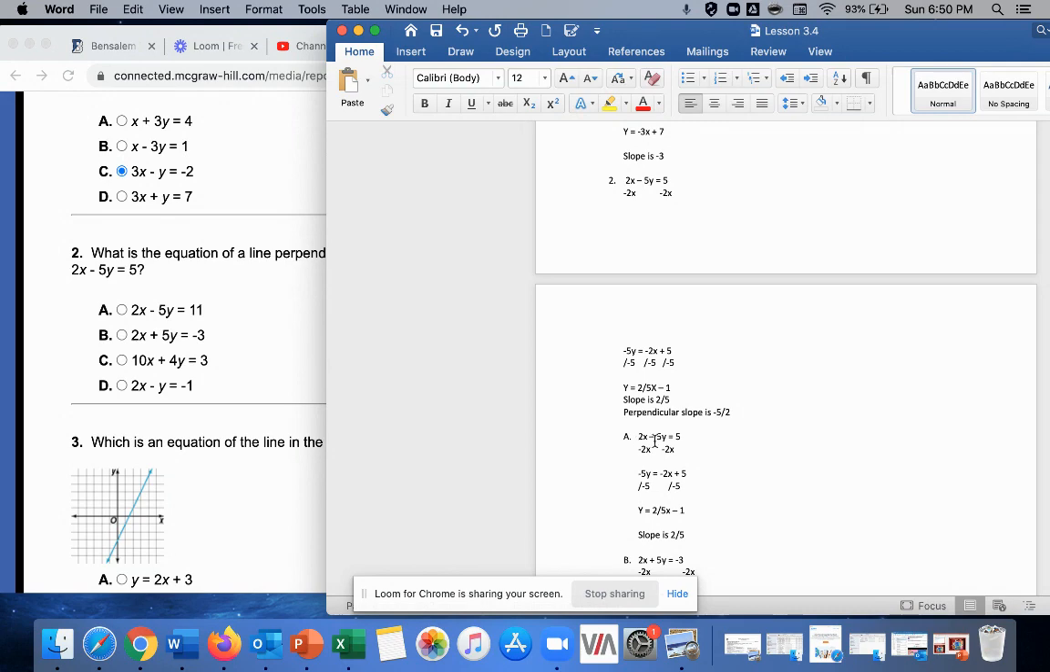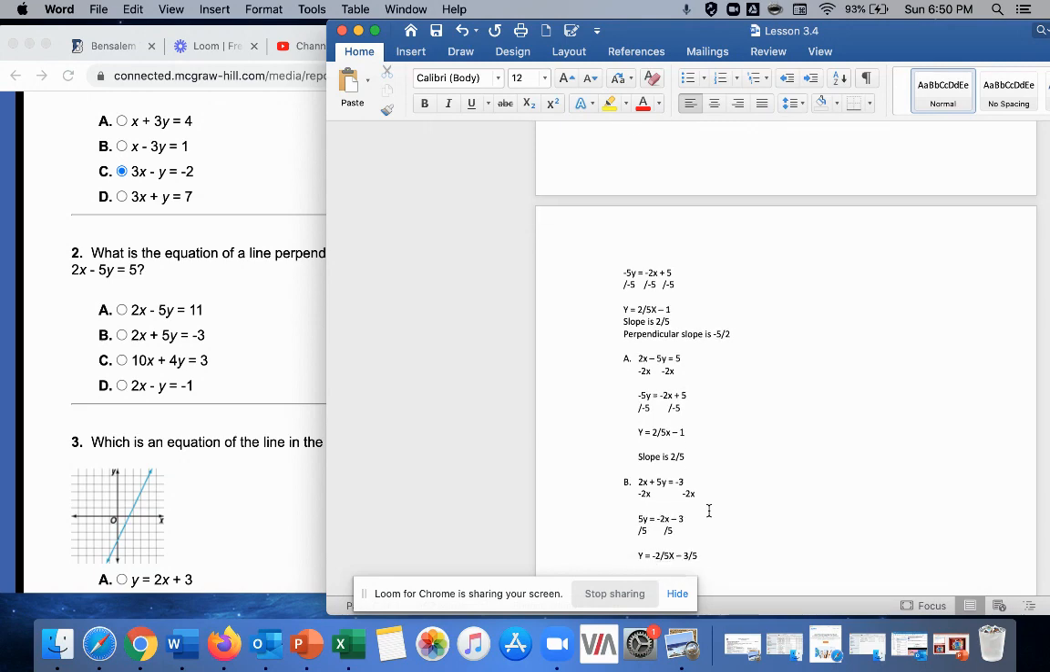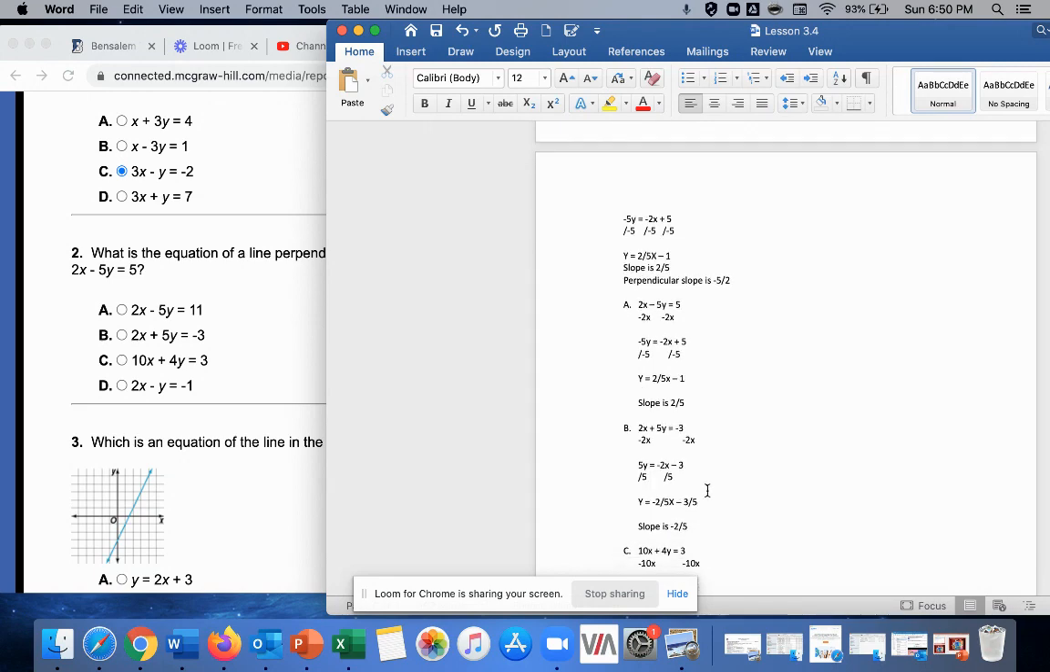As you can see, 2x minus 5y equals 5, subtract 2x from both sides, divide by negative 5 on both sides, y equals 2/5 x minus 1. So we don't want that one. All right, 2x plus 5y equals negative 3, subtract 2x from both sides, divide by 5 on both sides, y equals negative 2/5 x minus 3/5. The slope is negative 2/5. Again, not what we want. We're looking for the negative inverse, not just the negative.